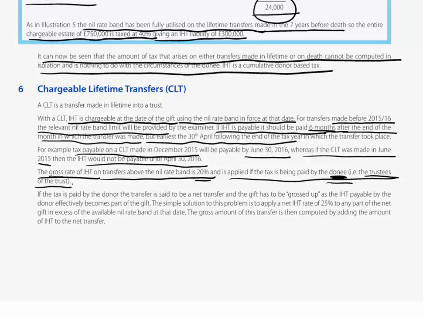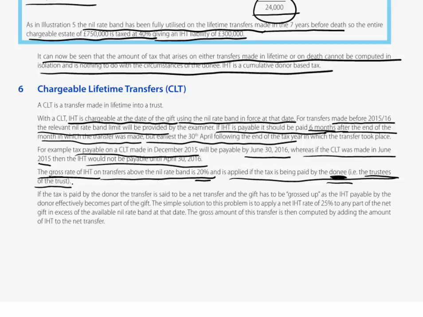Now, that type of transfer, i.e. where the trustees, the donee, the trustees of the trust, pay any tax due, that is known as a gross transfer. But the trustees will only pay if the donor, the settlor, the person who puts the money into the trust, says to the trustees, here is, let's say, a whole load of cash. If there is any tax to pay, okay guys, you pay it out of the money I put into the trust.